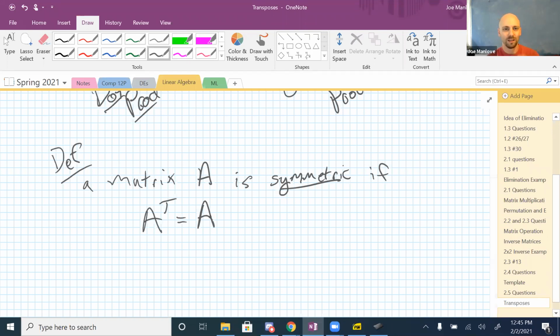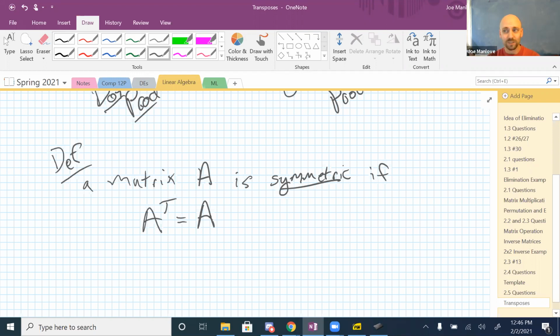You guys see why we would call this symmetry? Does that make sense? It's symmetric across the diagonal, right? So it's a mirror image across the diagonal. You guys all good with that?